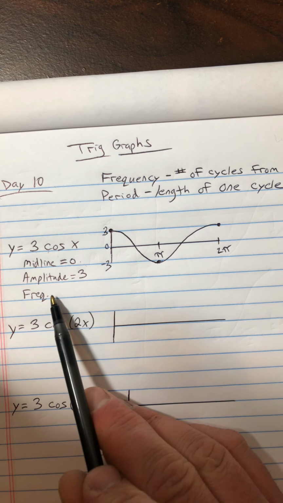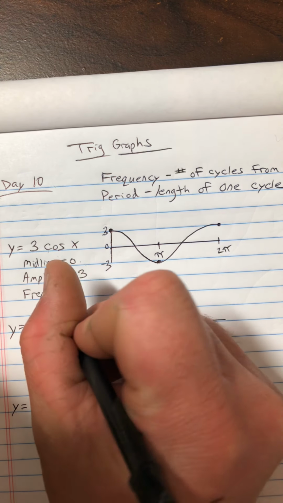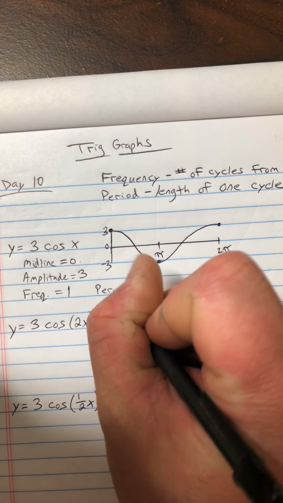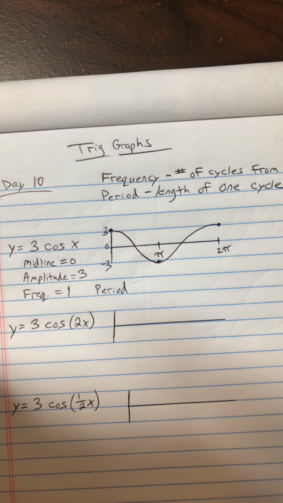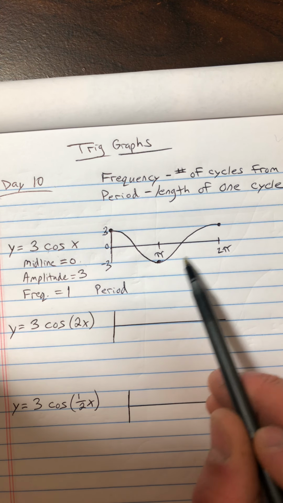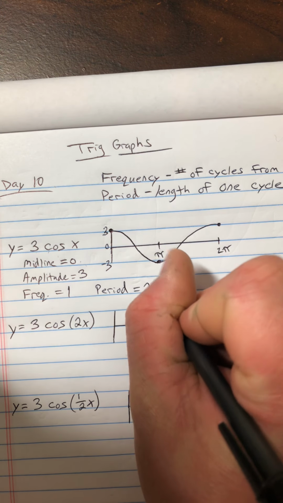Frequency is the number of cycles that we just saw from 0 to 2 pi, and that is one cycle. So the frequency for this one is 1. The period, you'll see in a minute, is very much related, actually inversely related. The period is the length of one cycle. We just said this is one cycle all the way across here, so that is the length of 0 to 2 pi. The period is 2 pi.